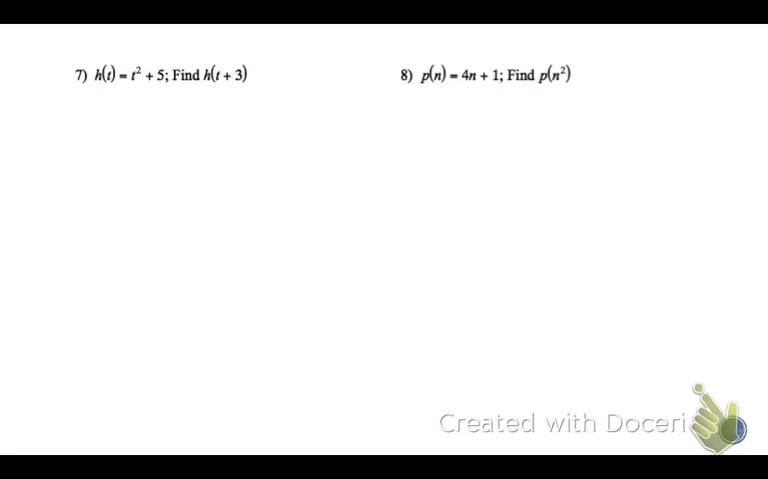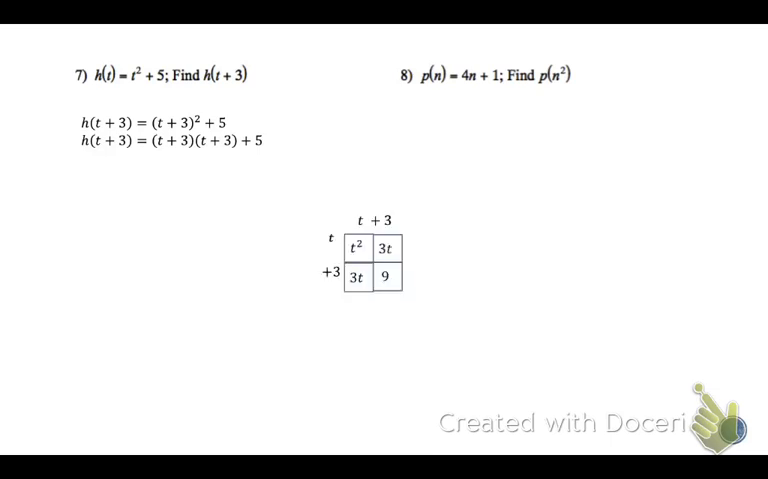Let's look at this one. So h of t equals t squared plus 5. So we need to find h of t plus 3, which is t plus 3 squared plus 5. T plus 3 squared is t plus 3 times t plus 3. Use the box. Get t squared plus 3t plus 3t plus 9, which is t squared plus 6t plus 9 plus 5. We don't have anything to distribute, so we can combine like terms. You get t squared plus 6t plus 14.